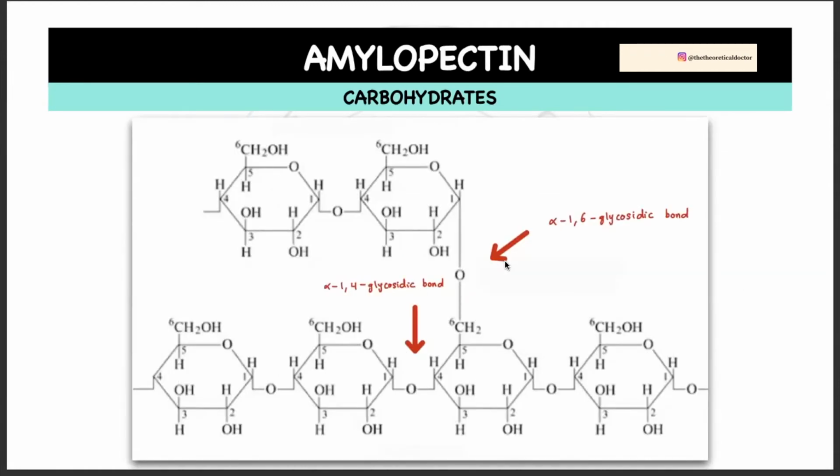Now take a look at amylopectin, okay? Remember that amylopectin is branched. You see here, this is the addition, this is the branch part, okay? So this part here, the linear ones, are linked by alpha-1,4 glycosidic bond, whereas the branch part here, they are linked by alpha-1,6 glycosidic bond.